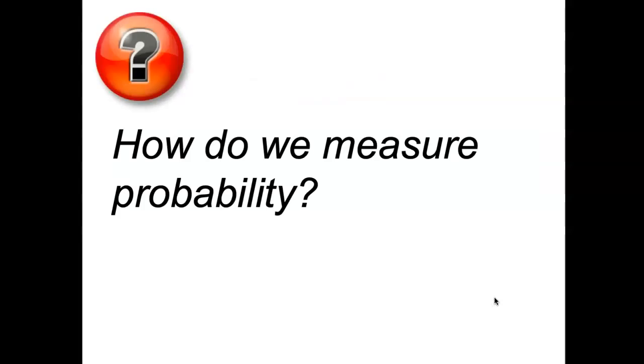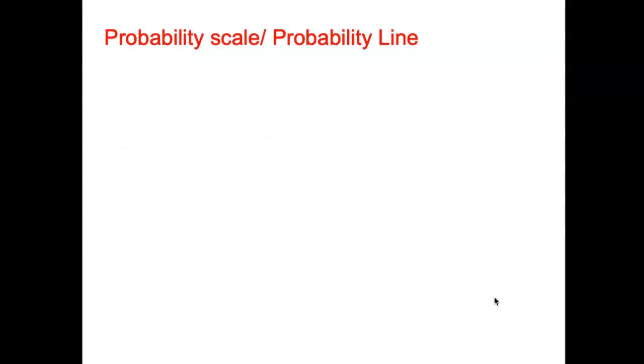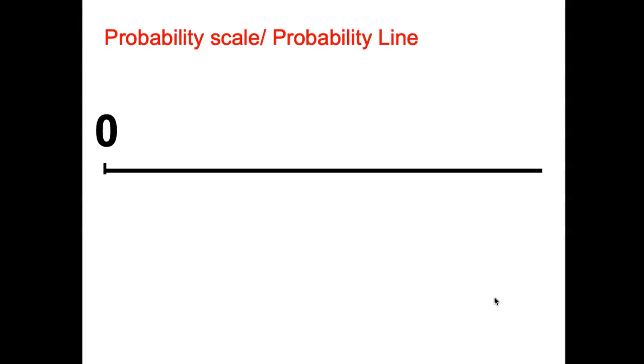Another guiding question, which is like our factual question, is how do you measure probability? On this part, I am now going to introduce to you 2 words, but they mean the same. You can call it probability scale or probability line. Most people will call it probability scale. Some will have probability line because you are guided by a number line.